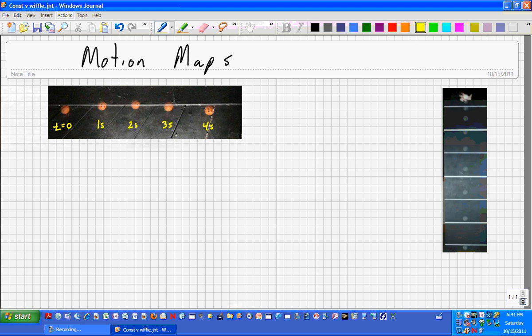It's a plot of position. Essentially, a motion map could be considered a one-dimensional position time graph. So a motion map is a one-dimensional position time graph.